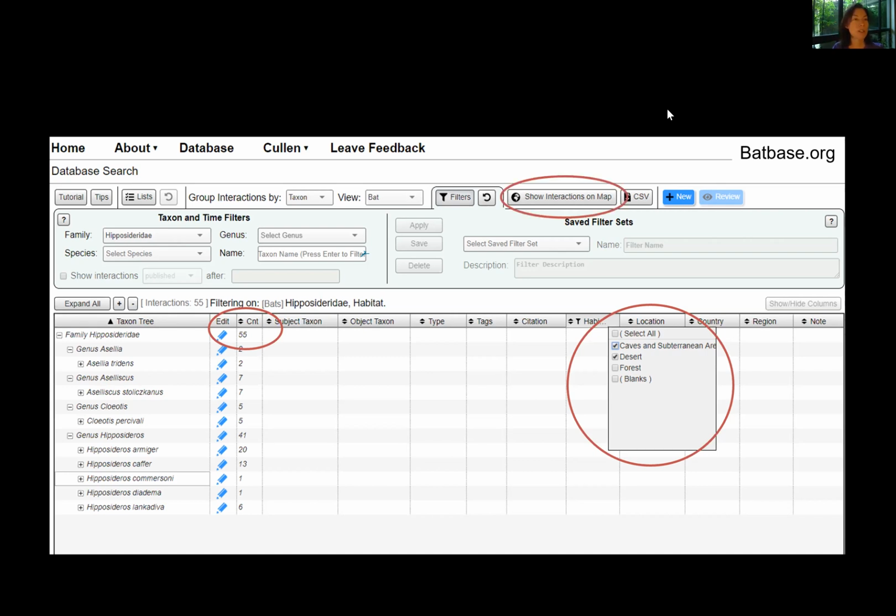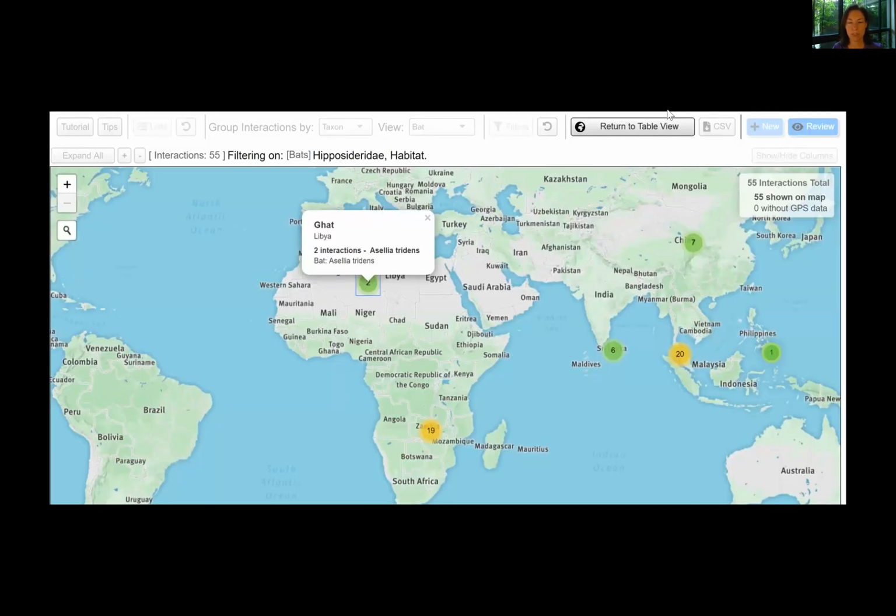And then say we want to look at these interactions on a map. So here we are, we can click that button up there, we can go to the map, and then you can see interactions that we have in the database for any species of Hipposideridae in deserts or in caves and subterranean habitat. You can hover over these points, and they will show you what the interactions are and what the species is. And then you can also return to the table view.